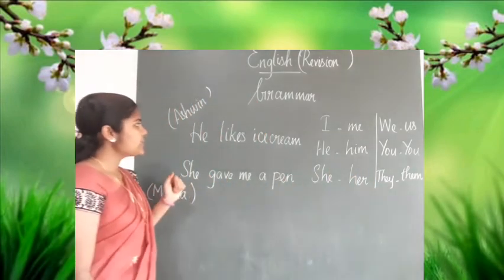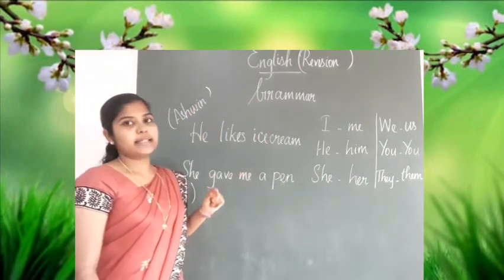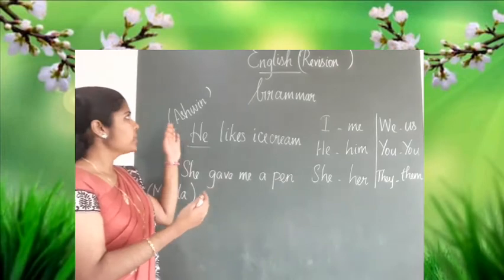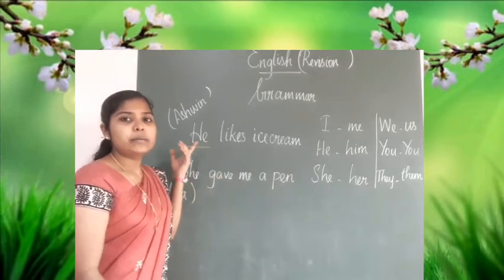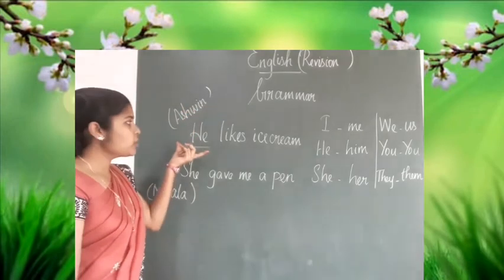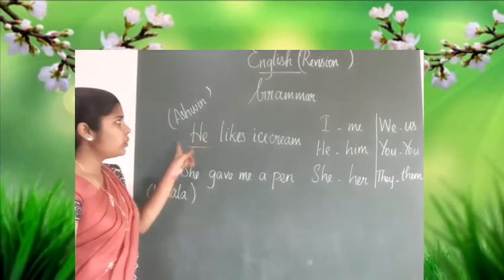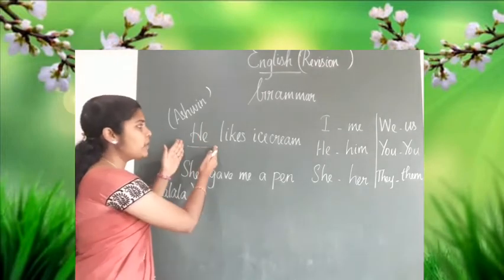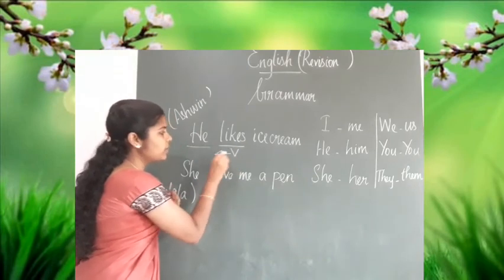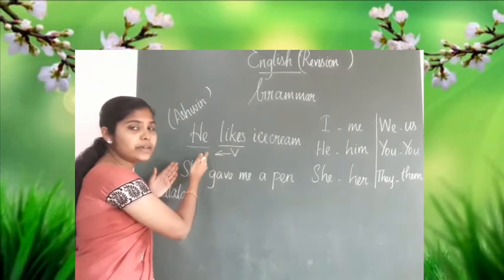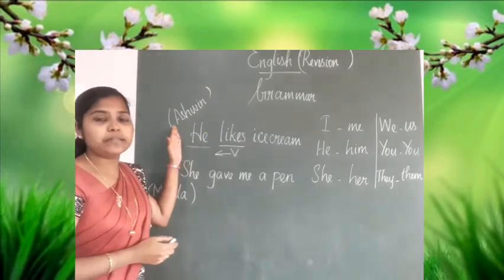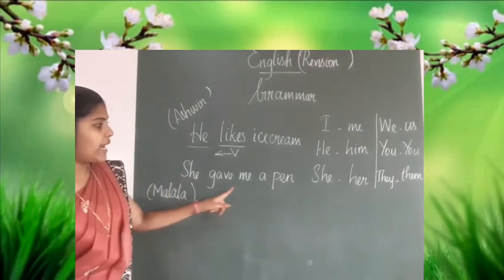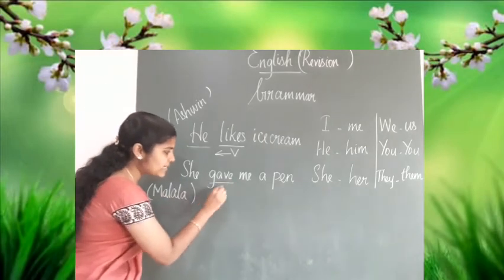Now look at these examples. He likes ice cream. Here, he may refer to a boy, a man. Okay. Ashwin or any name of a boy. So instead of this noun, we are using another word. This particular word is the pronoun here. And this pronoun comes before the verb. Okay. This pronoun comes before the verb, and so this is the subjective case of pronoun. And now look at this example. She gave me a pen. So gave is the verb here.